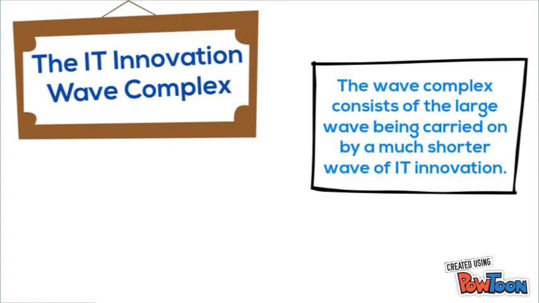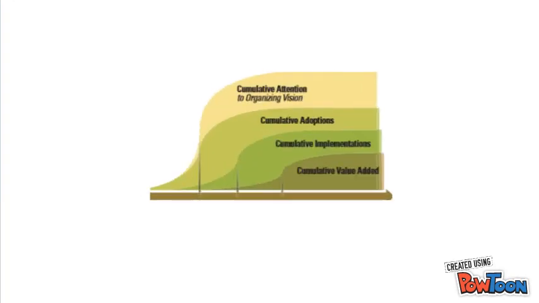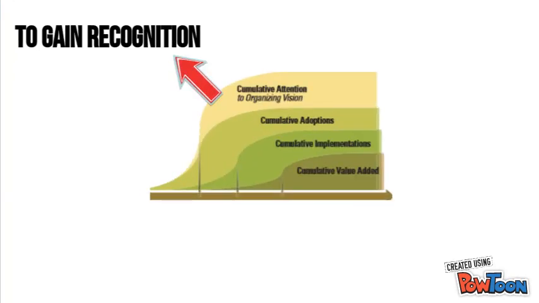The wave complex consists of a large wave being carried on by much shorter waves of IT innovation. The rate at which the value is actually attained comes long after the community's attention to the original wave. In order for managers to fully comprehend it, they must understand the 4 dimensions, which consist of cumulative attention, adoptions, implementations, and value added.